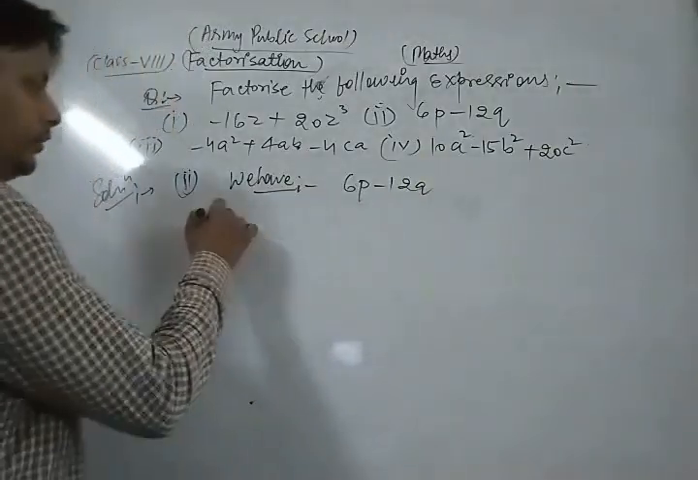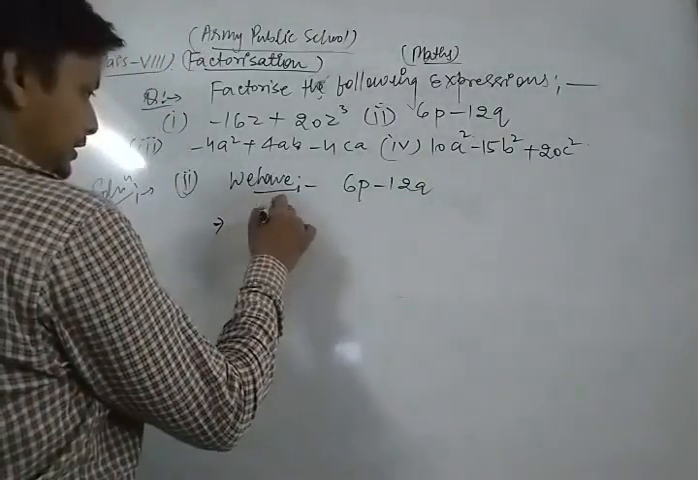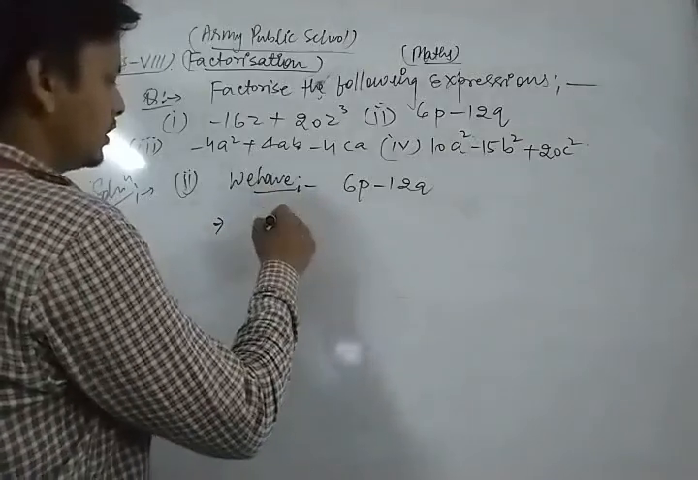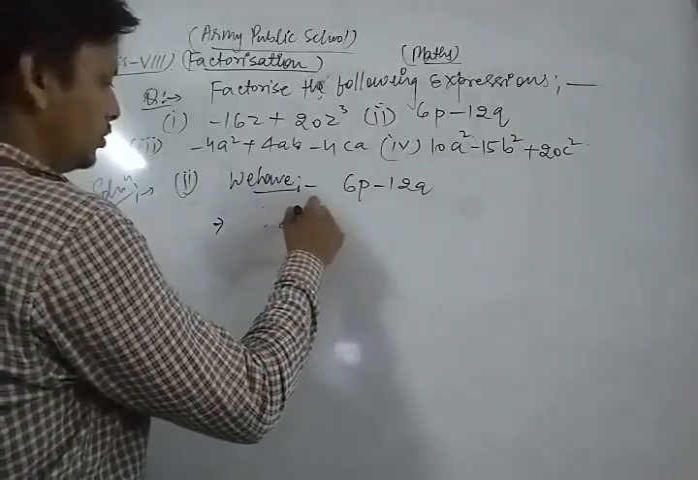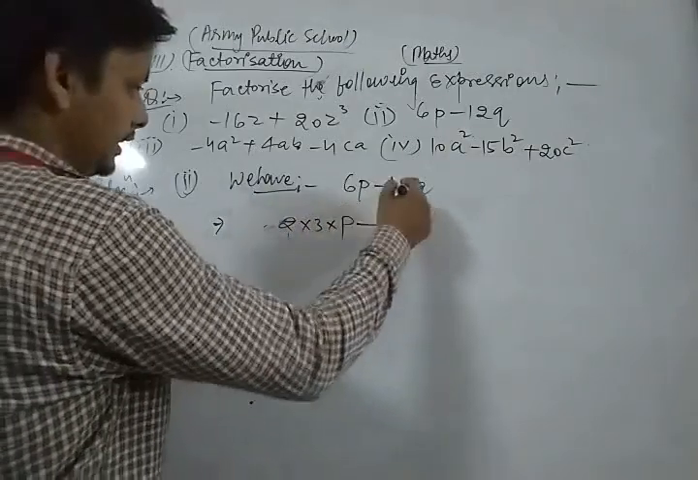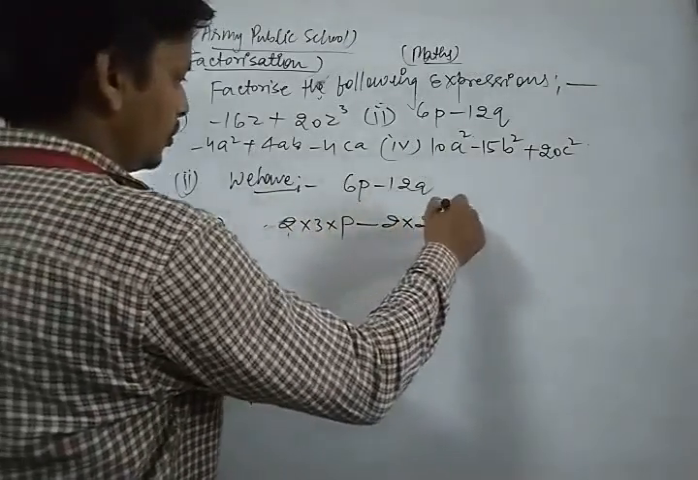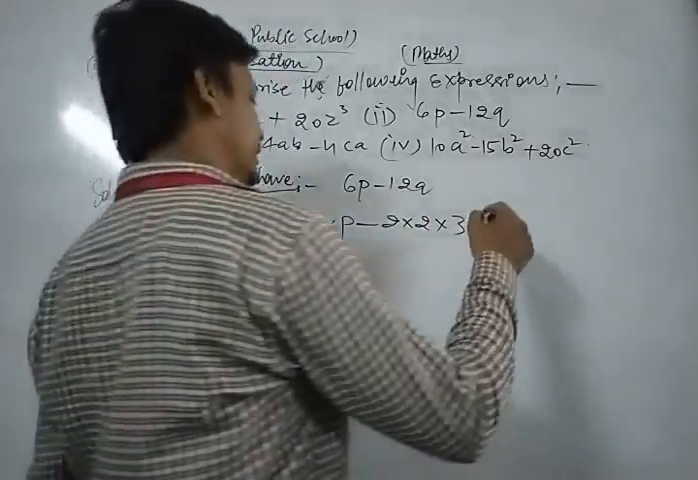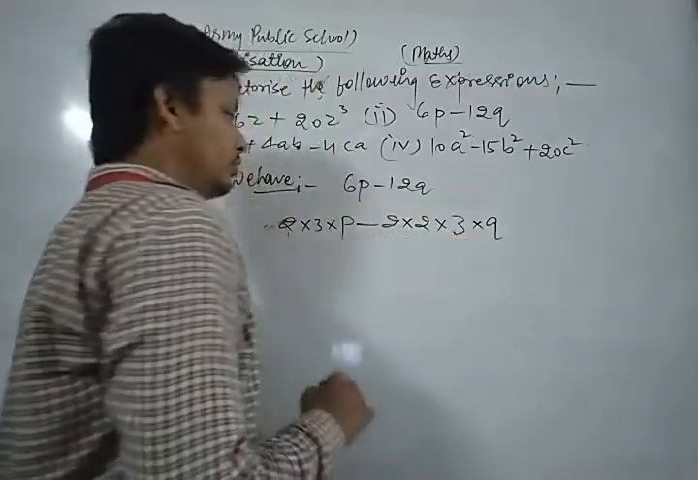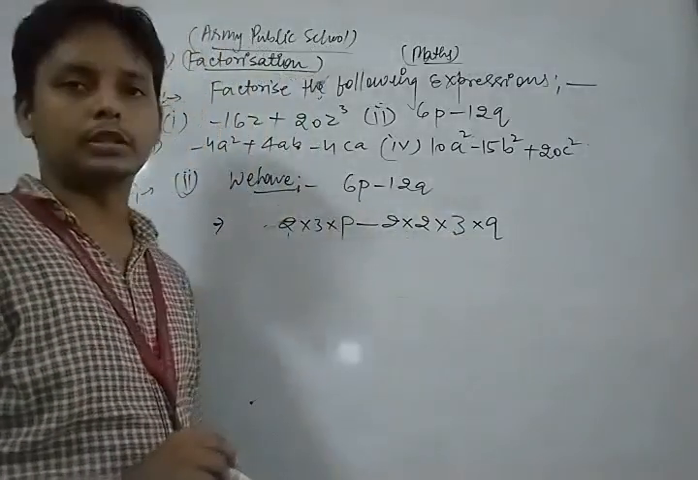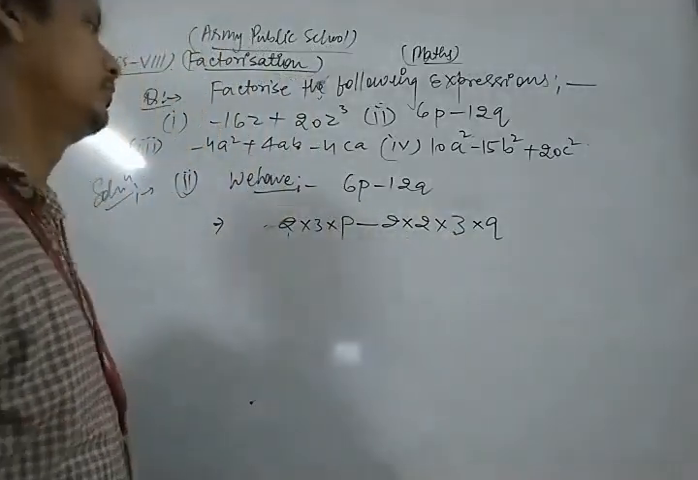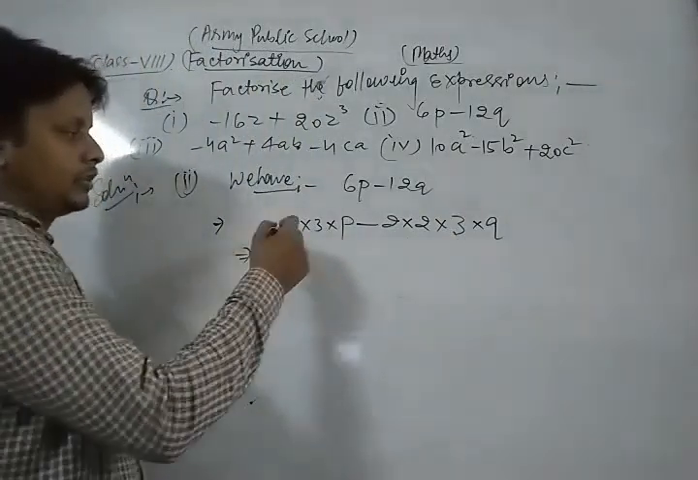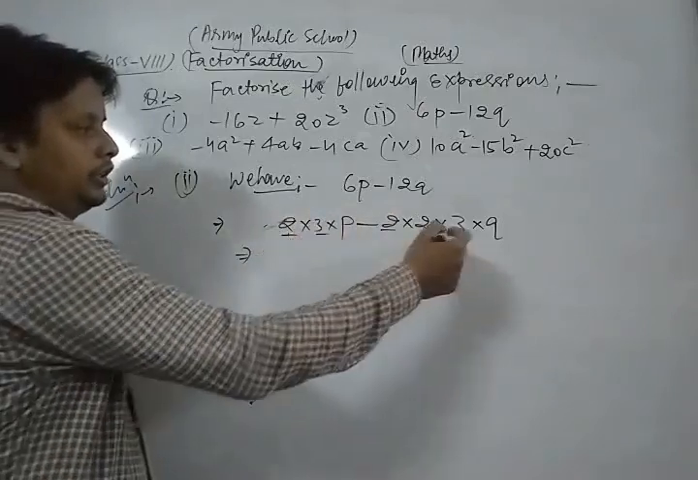So now look, we can write 16 as 2 into 3 into p, and here we can write 12 as 2 into 2 into 3, or we can write it in this way also, and q we write as it is. Now from these two terms, what is common? We take the common factor as 2 into 3 only.